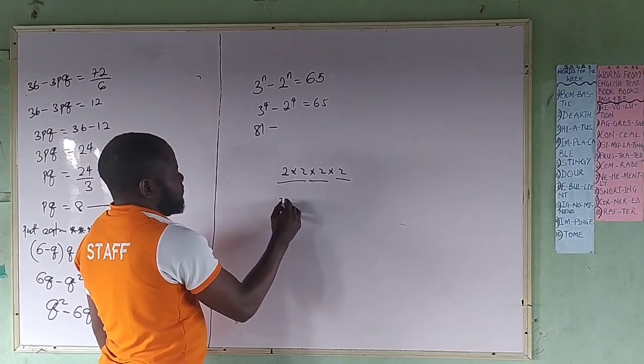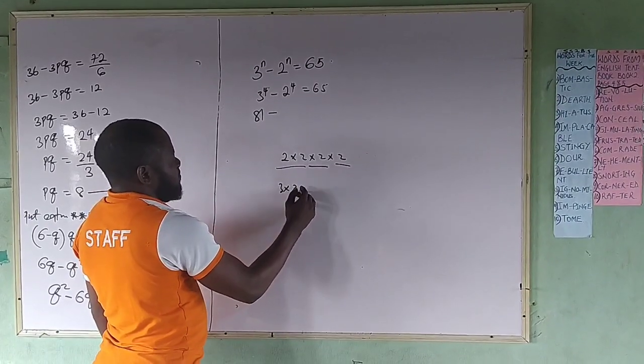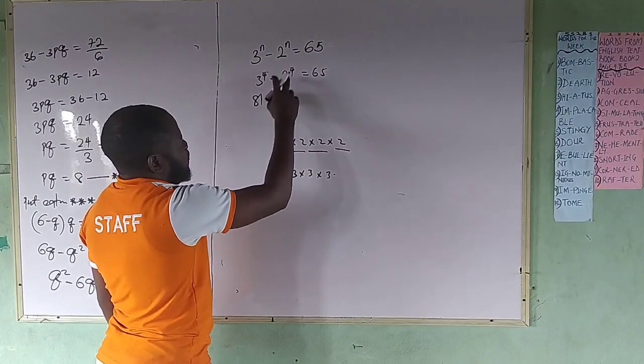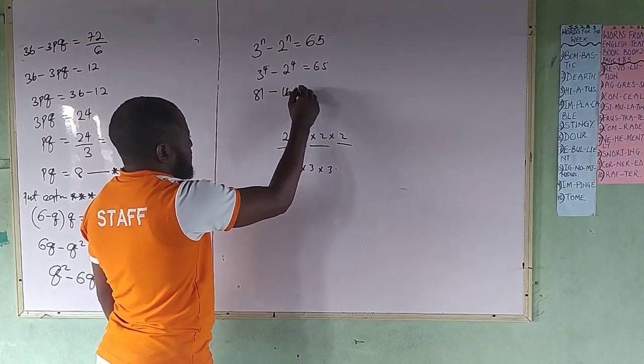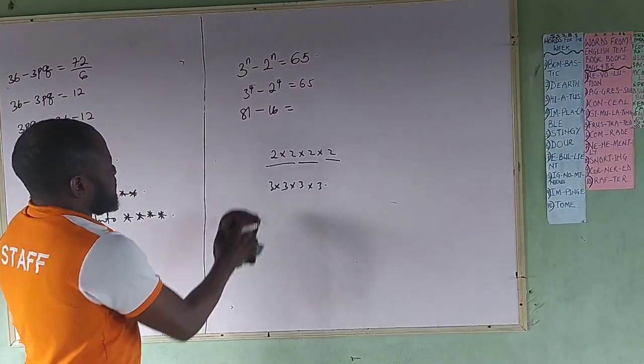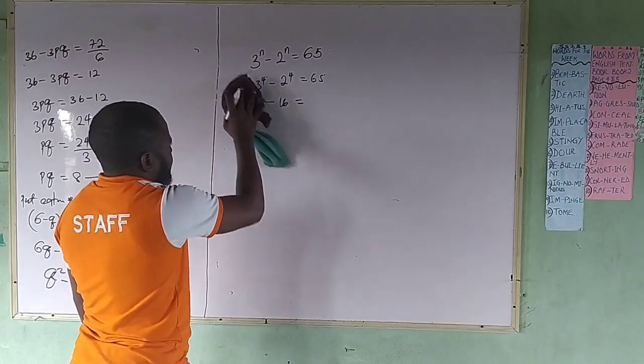Now, 3 times 3 is 9, right? Then multiply by 3, that's 27. Multiply by 3, that's 81. Then 2 to the power of 4, that's 16. So that will give us 65. Awesome, so it means we guessed right. But how can we get that 4? Let's see.